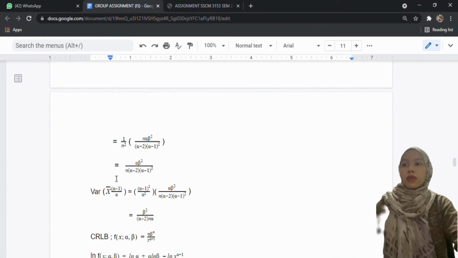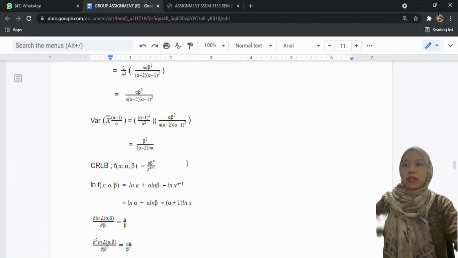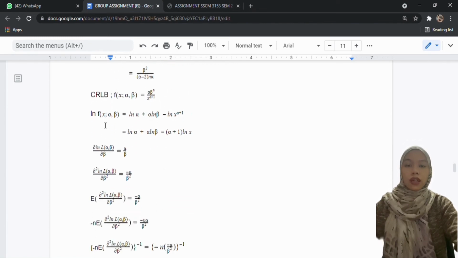After that, we simplify it and it will become like this. We have var of x bar times alpha minus 1 over alpha. After we simplify it, we have beta squared over alpha minus 2 times alpha, and then we need to find the CRLB.